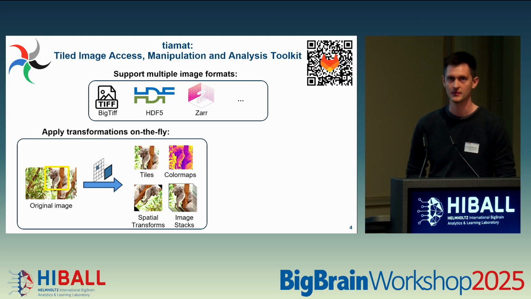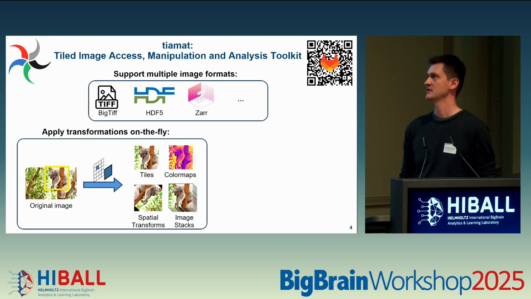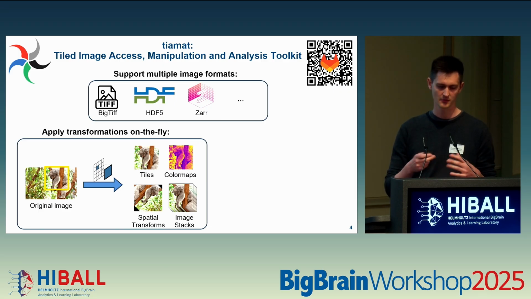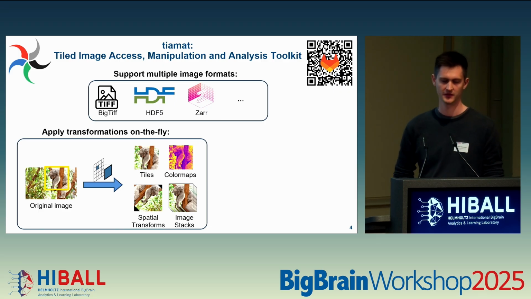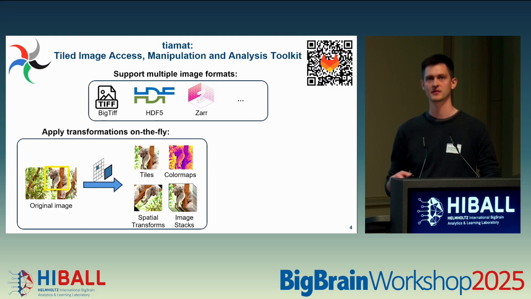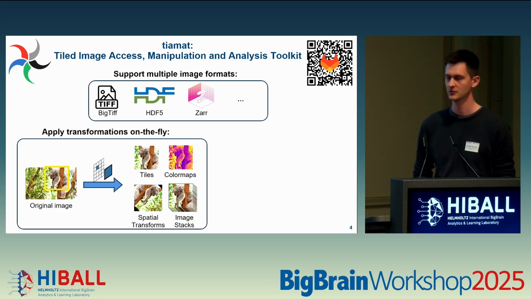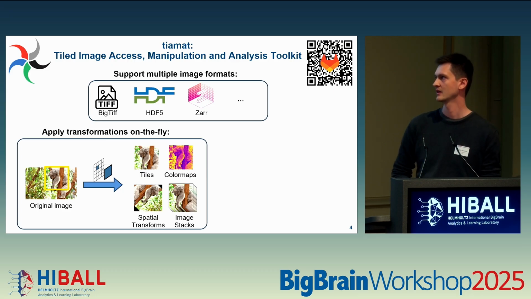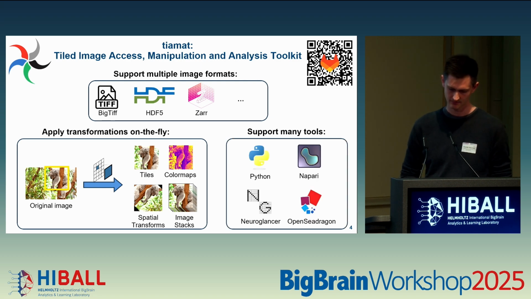And instead of transforming the whole data at once, we just transform the current viewport that's of interest for the users, so we can apply transformations on the fly. So we just transform the data when it is requested by the user, for example, to perform tiling, color maps, spatial transformation, or also creating image stacks.